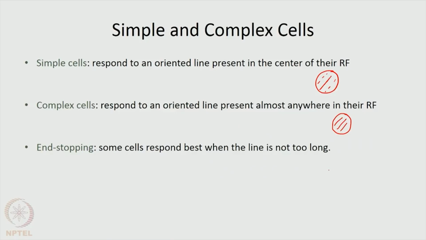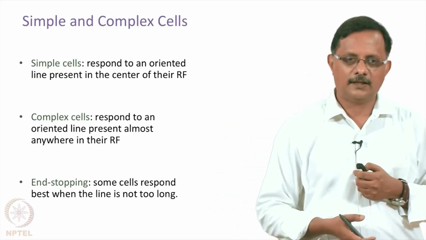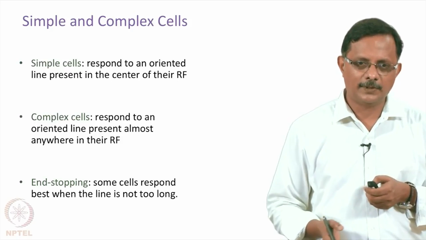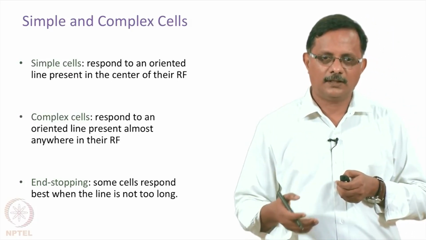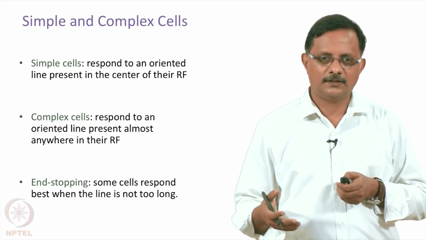Then there are end stopping cells, where the stimulus should be present in the receptive field, but the line very often just stops somewhere in the center of that circle. So, it does not go through the entire receptive field. These are called end stopping cells. So, they found different types of neurons which respond to different types of lines with specific orientation.